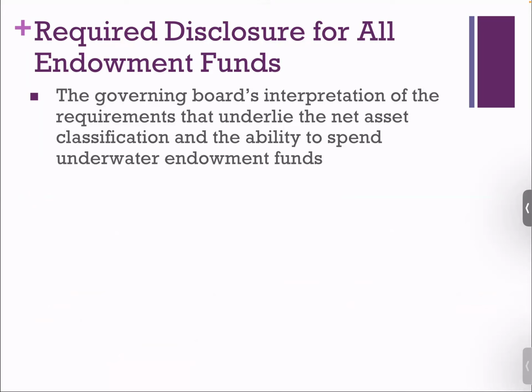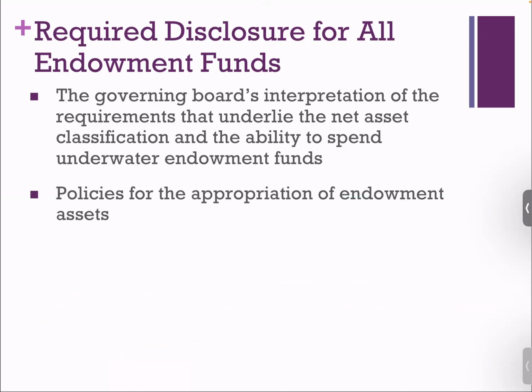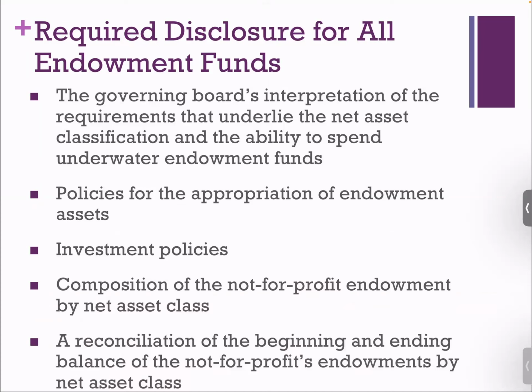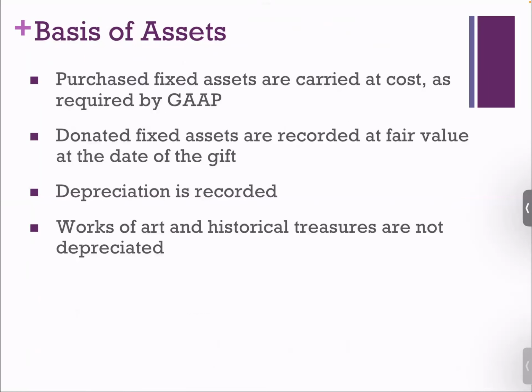We do have to report on endowments and our ability to spend them, stuff like that. How they will be appropriated, investment policies, composition, net not-for-profit endowment by net asset class, things like that, reconciliation, beginning and ending balance. So that's all kind of the same.